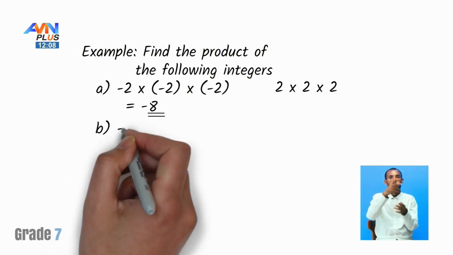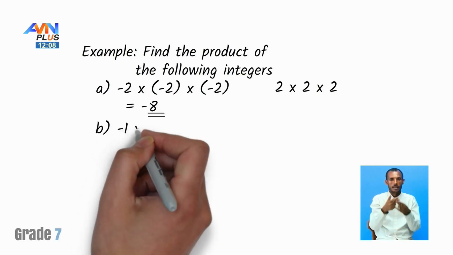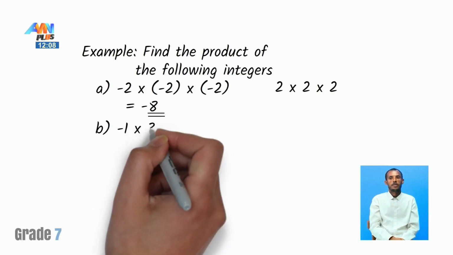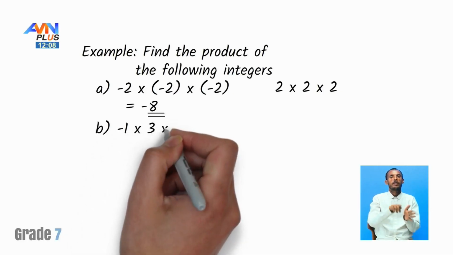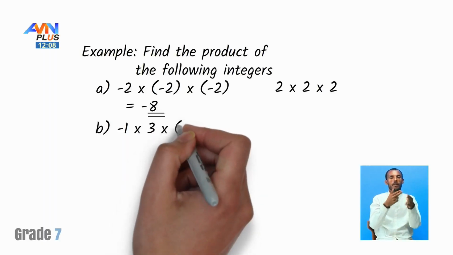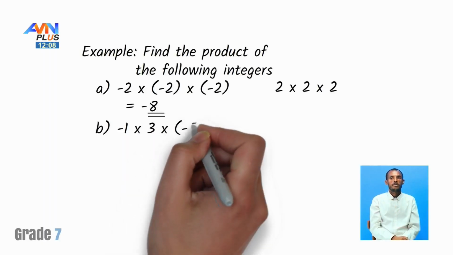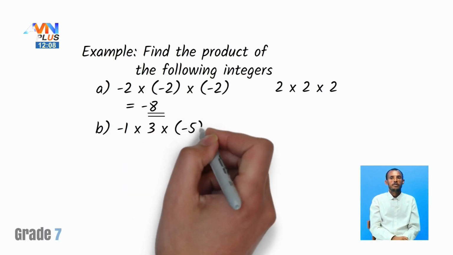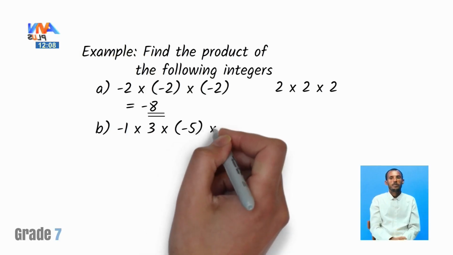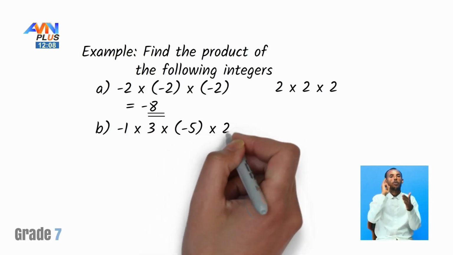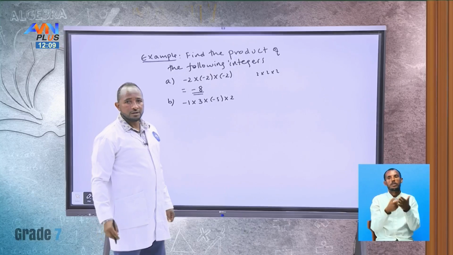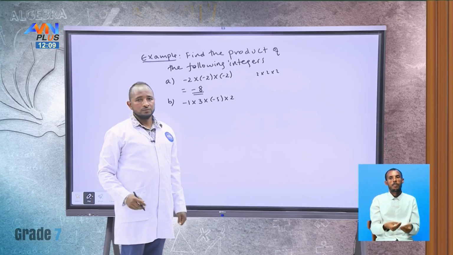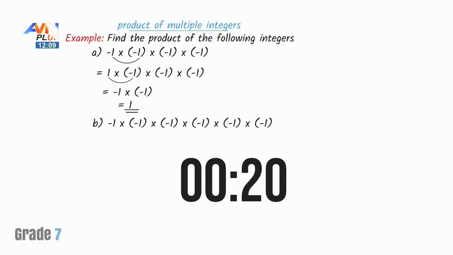So, let me give you one question for you. -1 times 3 times -5 times 2. What will be the product of these numbers? I'll give you 20 seconds for this.